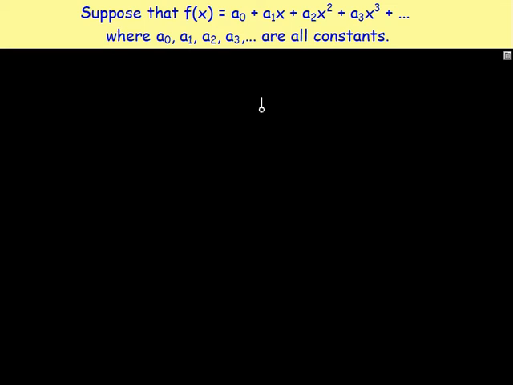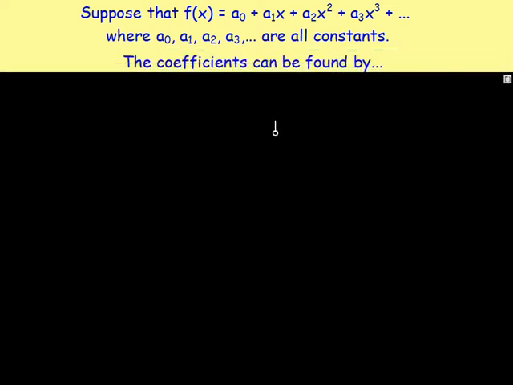Igor, help us out. Perfect! We can find the values of these constants by replacing x with 0. If you do that, you'd have f of 0, which means that if you replace x with 0, a1 times 0 is just 0, a2 times 0 squared again is 0, a3 times 0 cubed, that's just all going to be 0, apart from this a0. And it means then, if you have f of 0, that will be the value of a0.